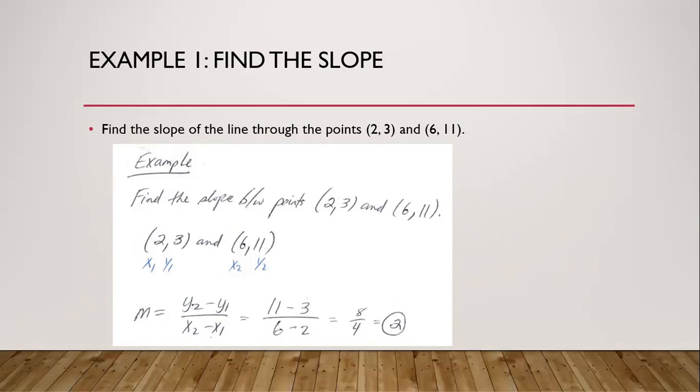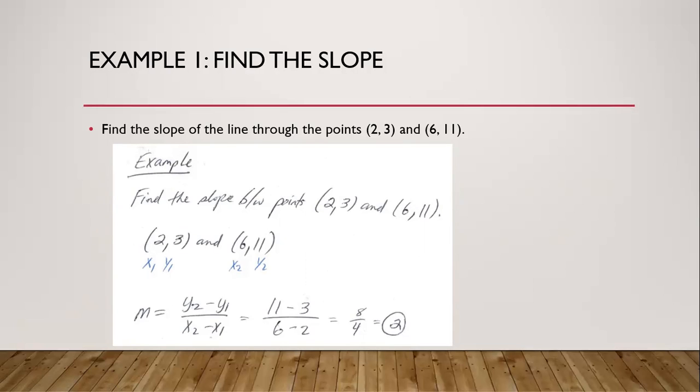So example 1, we're going to find the slope of the line through the points (2, 3) and (6, 11). So step 1, we label our points. (2, 3) is an ordered pair. Every ordered pair has an X and a Y. So the first point has an X and a Y, so why don't we call it X1 and Y1? The first X and the first Y. X1, Y1. Sounds like a good idea to me. Sounds like a plan. All right.